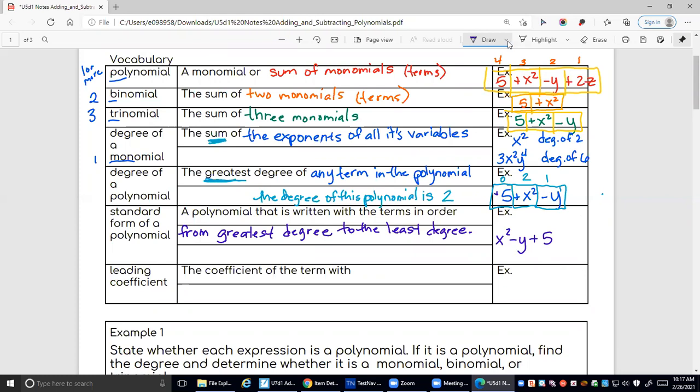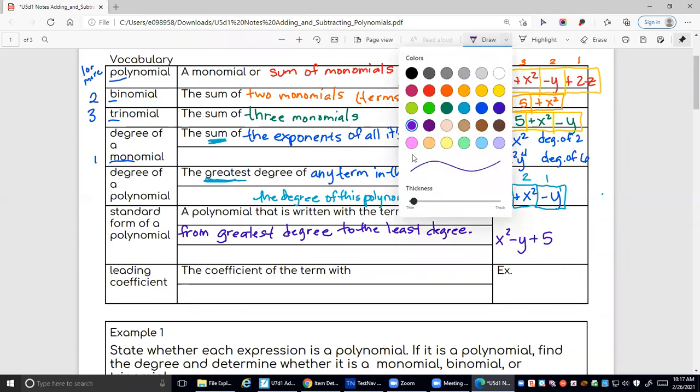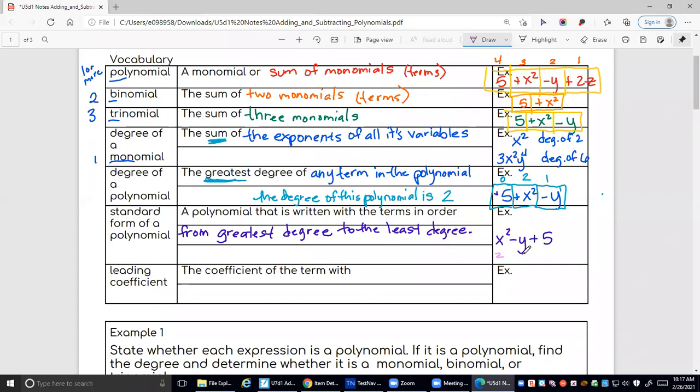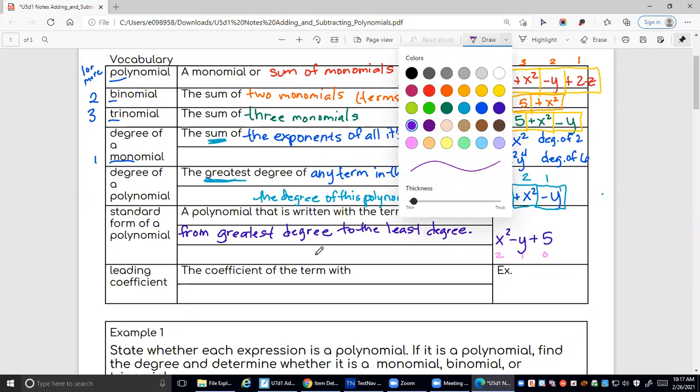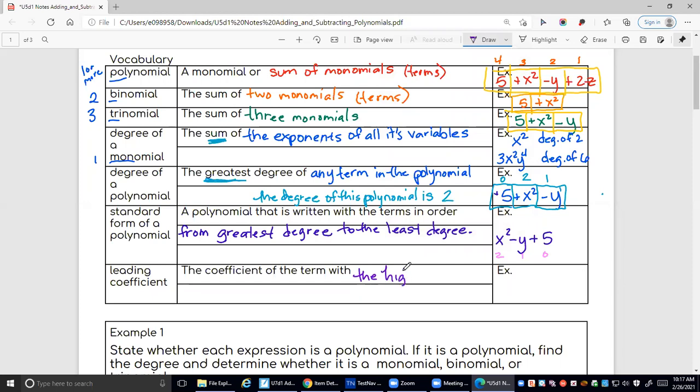Essentially we have a degree of 2, a degree of 1, and a degree of 0. It goes from greatest to least. The last one is the leading coefficient, the coefficient of the term with the highest degree. If it's written in standard form, the highest degree in a polynomial is going to be up front. And remember, coefficient is always the number in front of the variable.